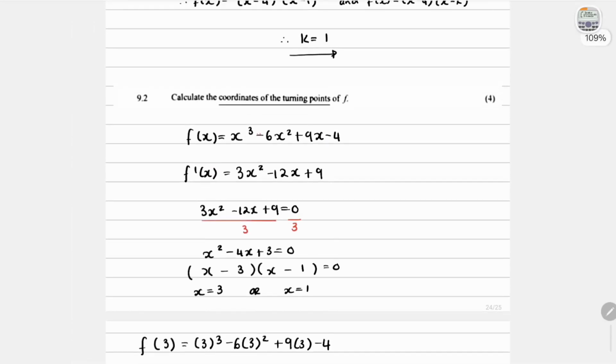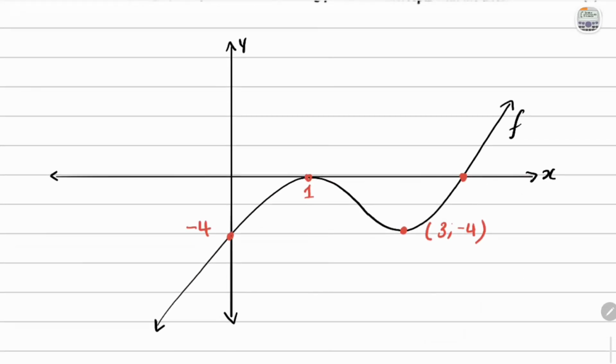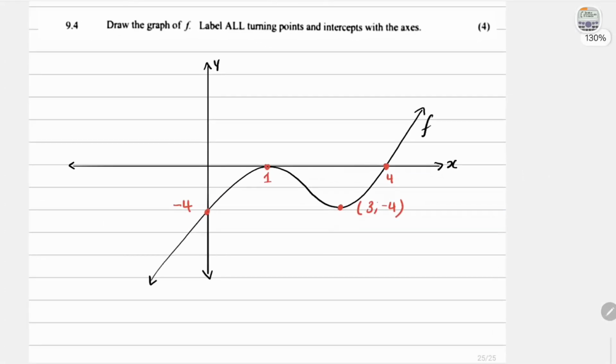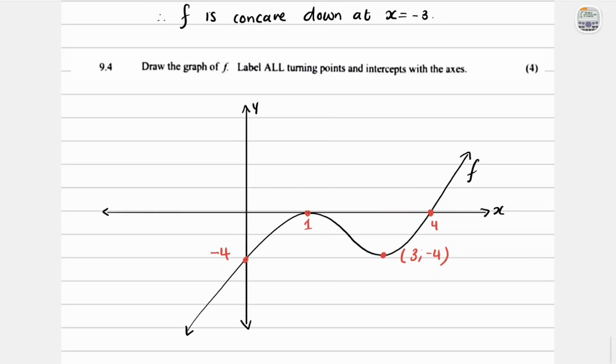We already know what that is from the factors. You had x minus 4 and, of course, x minus 1 all squared. So this is going to be x equals 4. That is the other x-intercept that we have there. So we can just put that down. That is 4. Okay, and that's our graph. Those are all the points that we need. Okay, moving on to the next question.